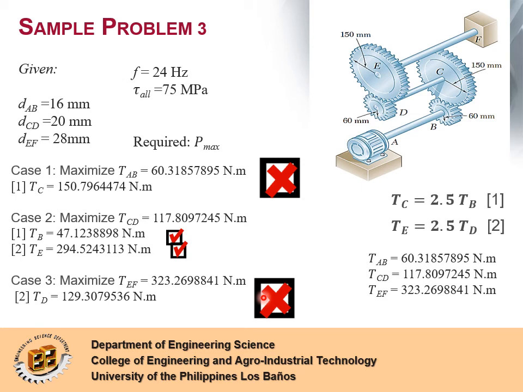After case analysis, we must use case 2, maximizing T sub D in order for us to solve for the maximum power that can be transmitted from the motor.